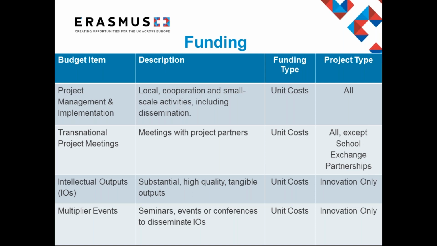For projects supporting innovation, you can request funding for items such as intellectual outputs, which is funding that is a contribution to staff time associated with the creation of tangible outputs, which must be innovative, high quality, and have potential for wider dissemination and exploitation. Some examples of these outputs could be apps, handbooks, curricula, IT tools, and many others. For supporting innovation projects, you can also apply for multiplier event funding. This is only available if you have created or are going to create intellectual outputs. And it is important that you make a note that these multiplier events can only take place after the intellectual output that you are going to disseminate in the event has been completed.